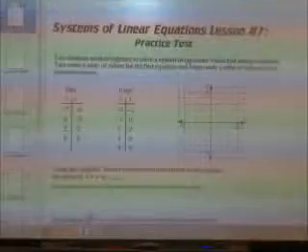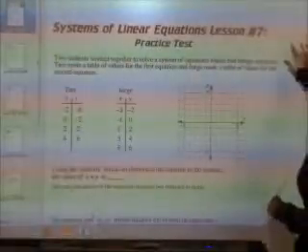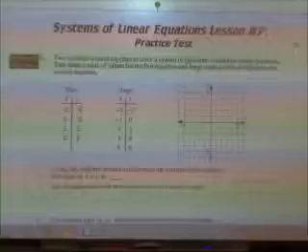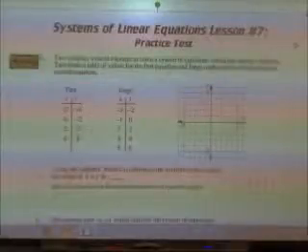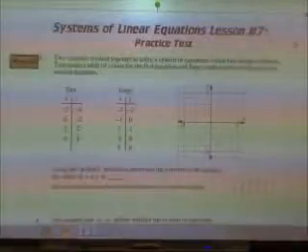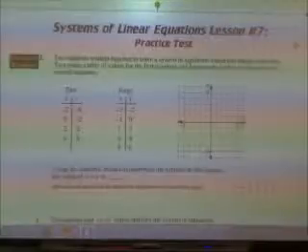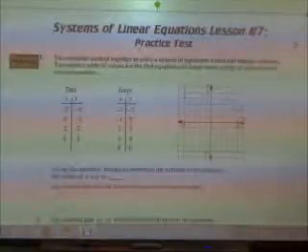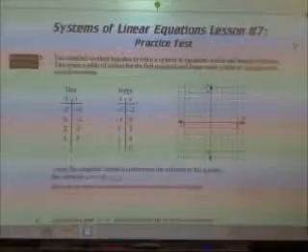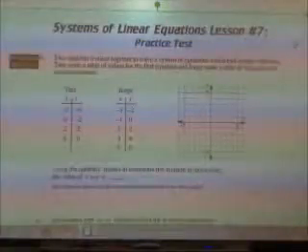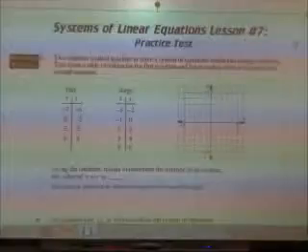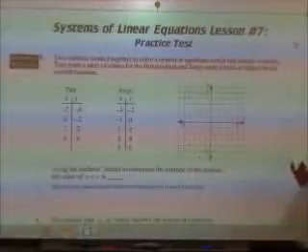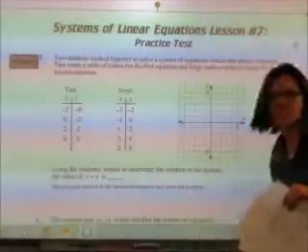So Chapter 10, Practice Test. Two students worked together to solve a system of equations which had integer solutions. Tara made a table of values for the first equation, and George made a table of values for the second equation. Using the students' results to determine the solution to the system, the value of x plus y would equal what? So I need to graph Tara's and George's solutions.